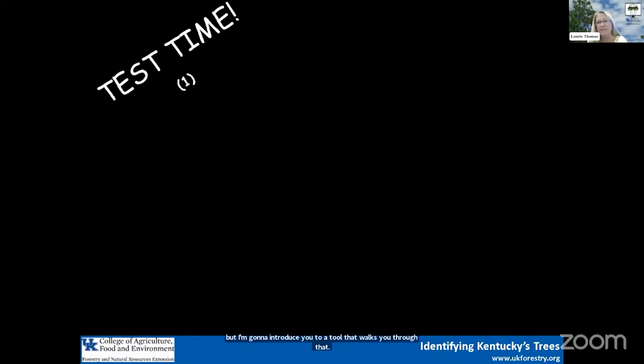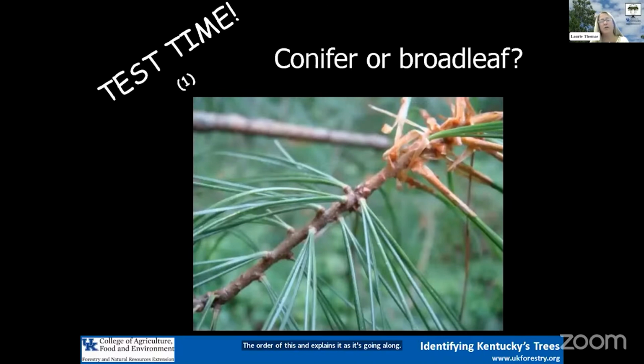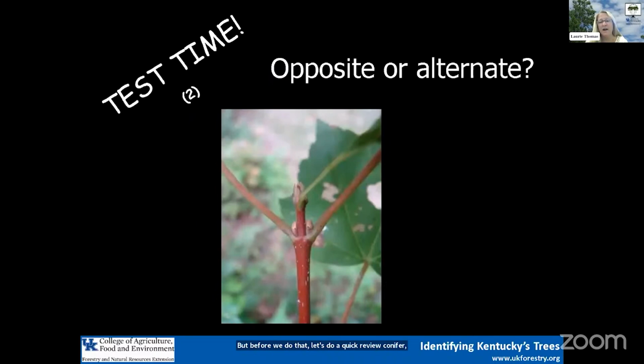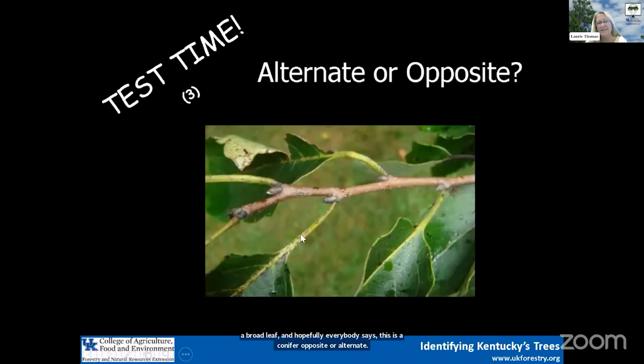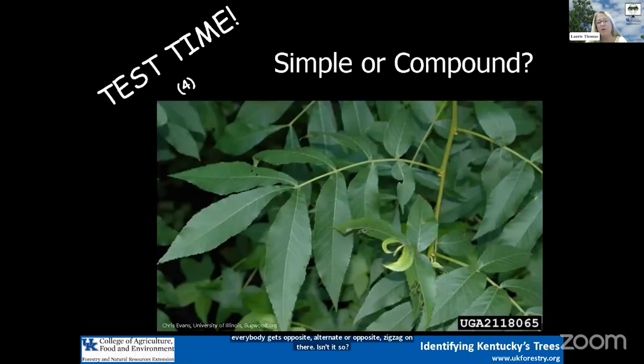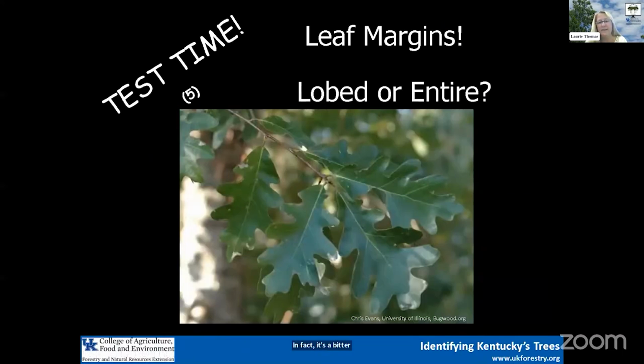But before we do that, let's do a quick review. Conifer or broadleaf, and hopefully everybody says this is a conifer. Opposite or alternate, hopefully everybody gets opposite. Alternate or opposite. Zigzagged on there, isn't it? So it's alternate. Simple or compound. Well, you can't see up close here, but you can probably see those sulfur yellow buds all the way down here. So this is a compound leaf. In fact, it's a bitternut hickory. Okay, so compound leaf there.